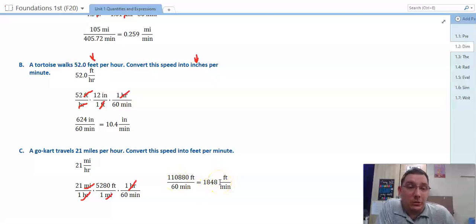Technically, we would need to deal with our significant digits, right? There would only be 2 significant digits in 21, but because it's an exact unit, we're going to round this also to the exact unit here. And so we're going to get 1848 feet per minute. We're not going to round that to like 1800 with only 2 significant digits. We want that to be as precise as possible. And so leaving it rounded to the same place is appropriate here.